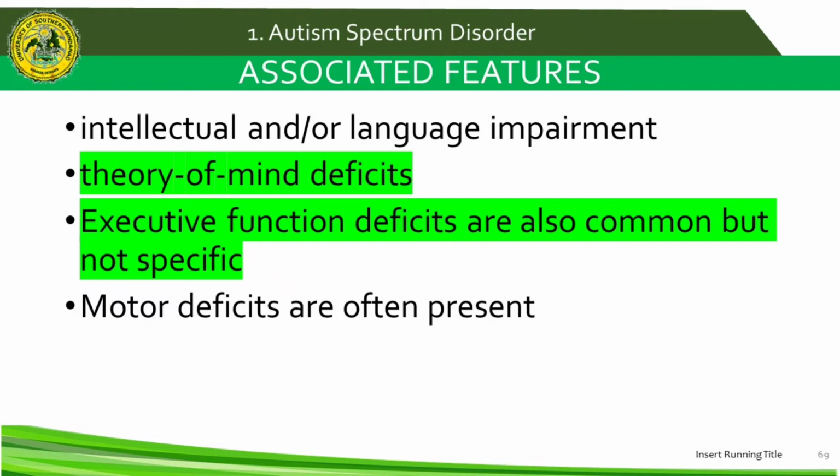So, it is common for individuals with autism spectrum disorder to have theory of mind deficits, but these are not necessarily present in all cases. So, executive function deficits are also common, but not specific, as are difficulties with central coherence. So motor deficits also are often present. So self-injury may occur, and disruptive or challenging behaviors are more common in children and adolescents with autism spectrum disorder than other disorders, including intellectual developmental disorder.